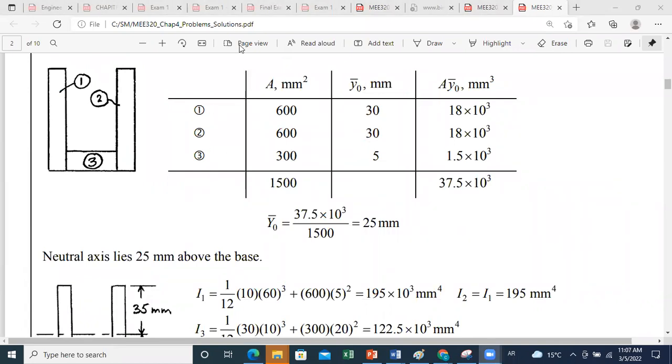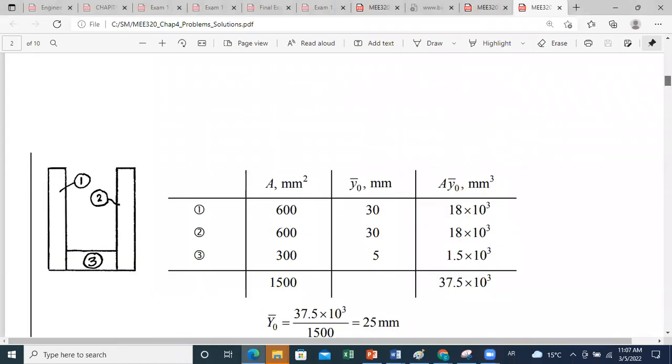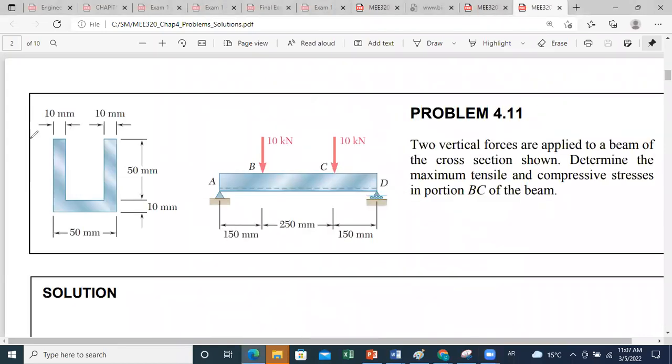We have all dimensions here, so we can easily calculate the areas and the position of the centroid for each area. Let us do them together. So if you go back to the figure, for part 1, the area is 10 times 60 in millimeter square. The same for this area, because of symmetry. You have here, this part is characterized by a length of 50 minus 20, so it's 30 millimeter times 10.